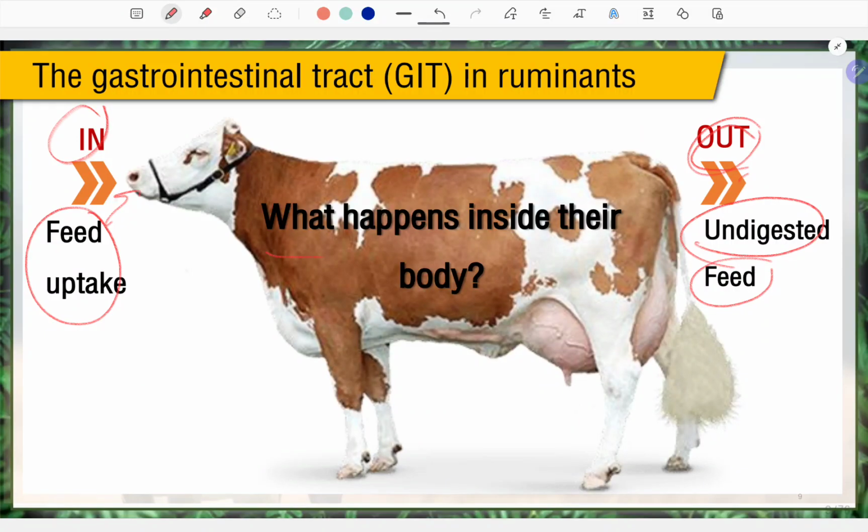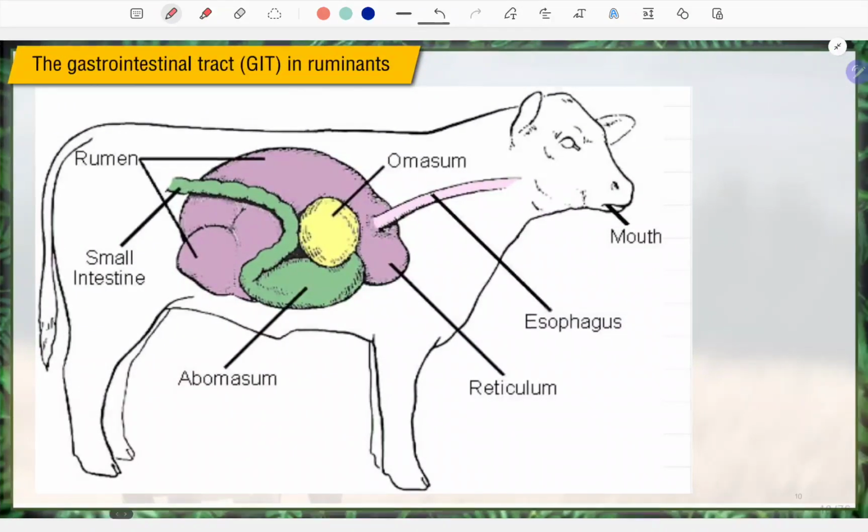So what happens inside their body? We need to know what happens after chewing and swallowing. The digesta or ingesta goes from the mouth to the esophagus, then to a big compartment of the stomach, then to the small intestine, large intestine, and out through the colon and anus.